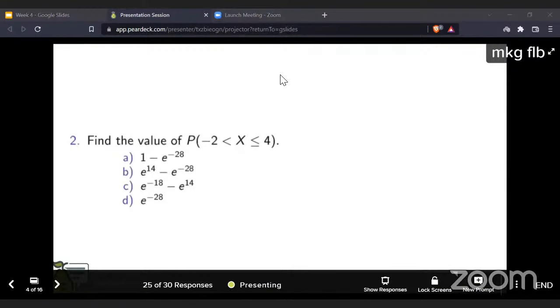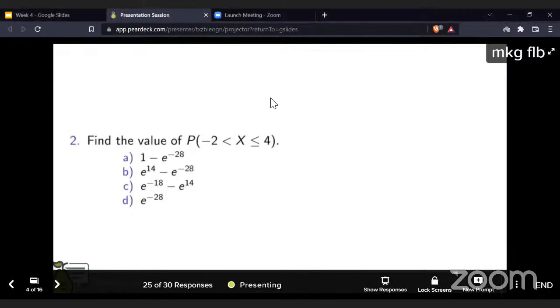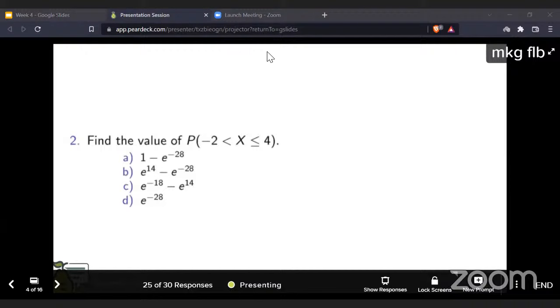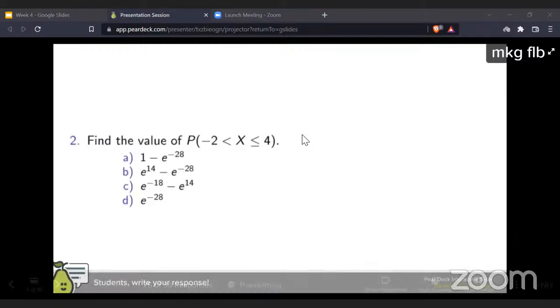So the 1 will get cancelled and ultimately it will be e raised to 14 minus e raised to minus 28. Can we integrate 7 e to the power minus 7x from minus 2 to 4? Sneha, can you repeat? We cannot find the probability of a minus value since it's an exponential distribution that starts from 0 to infinity. So we will be taking the probability from 0 to 4. Yes, that is right. So what should be the answer?